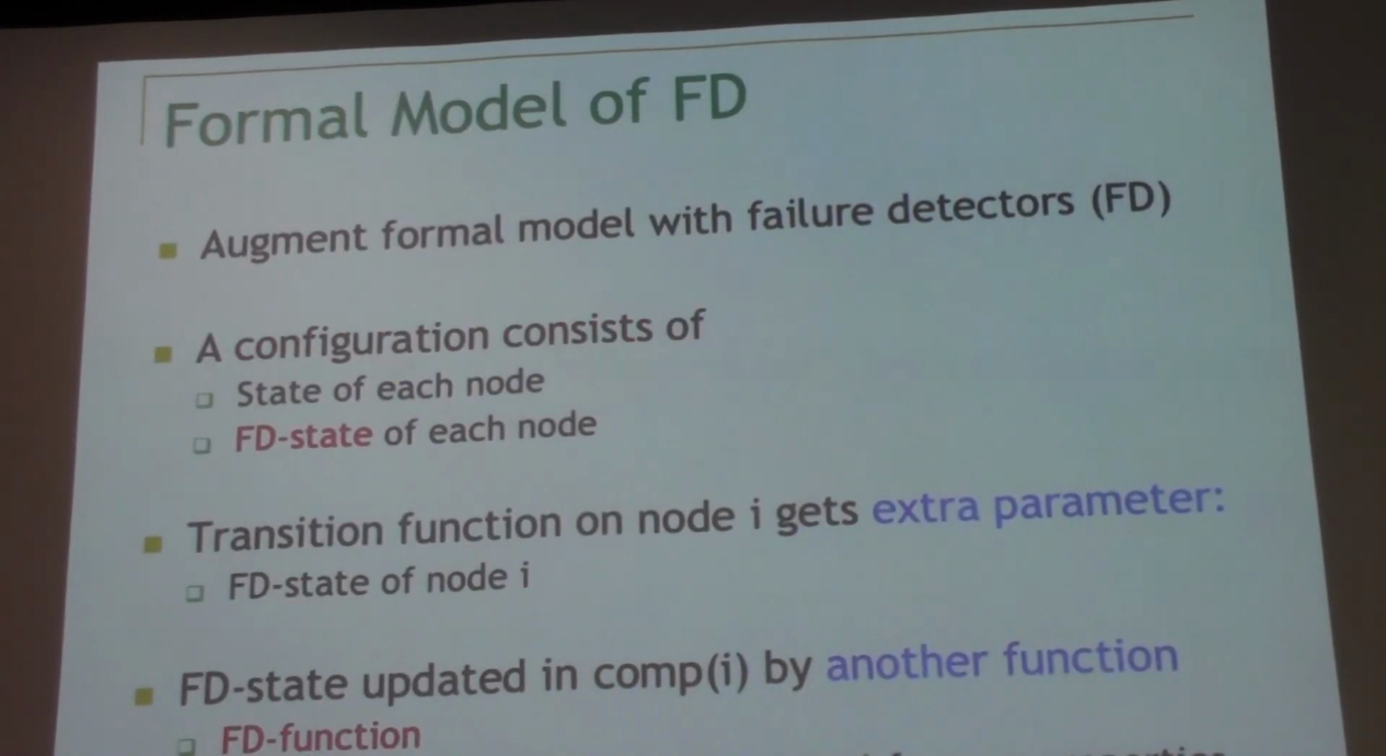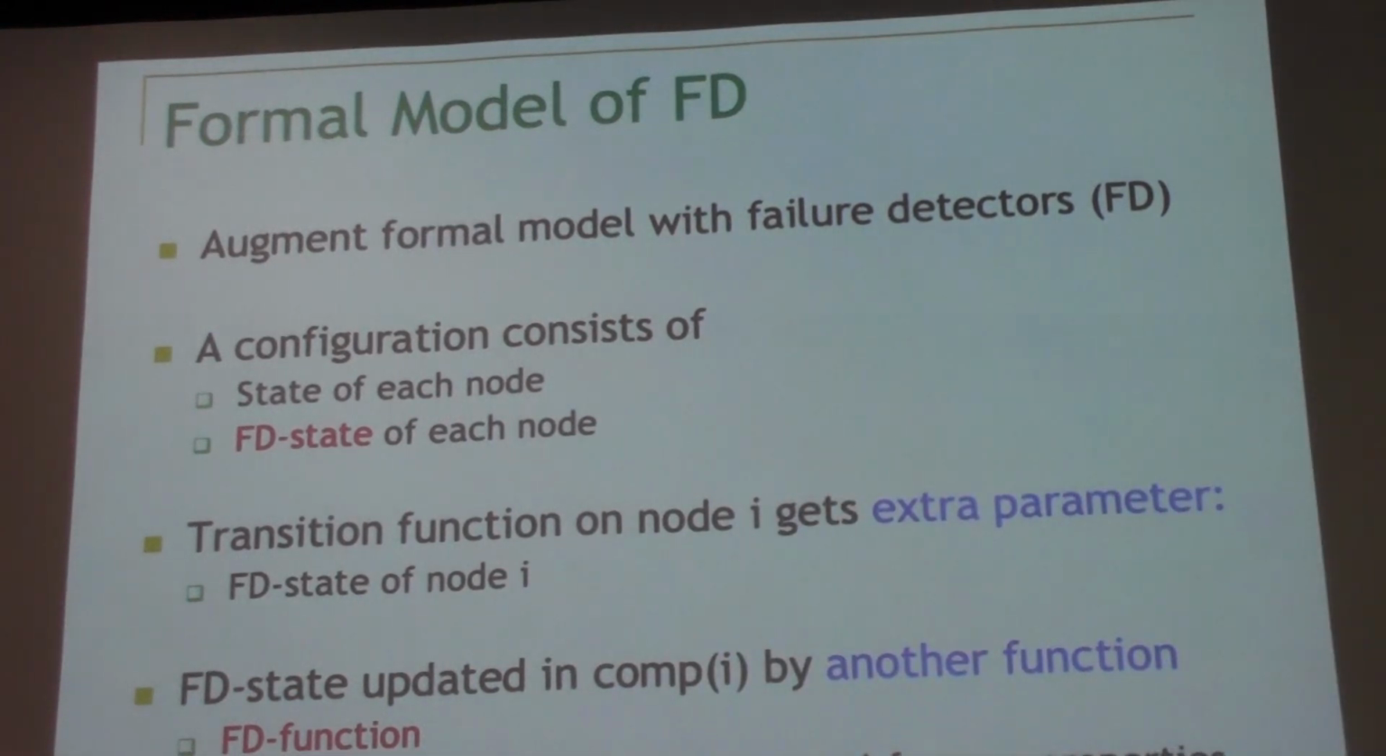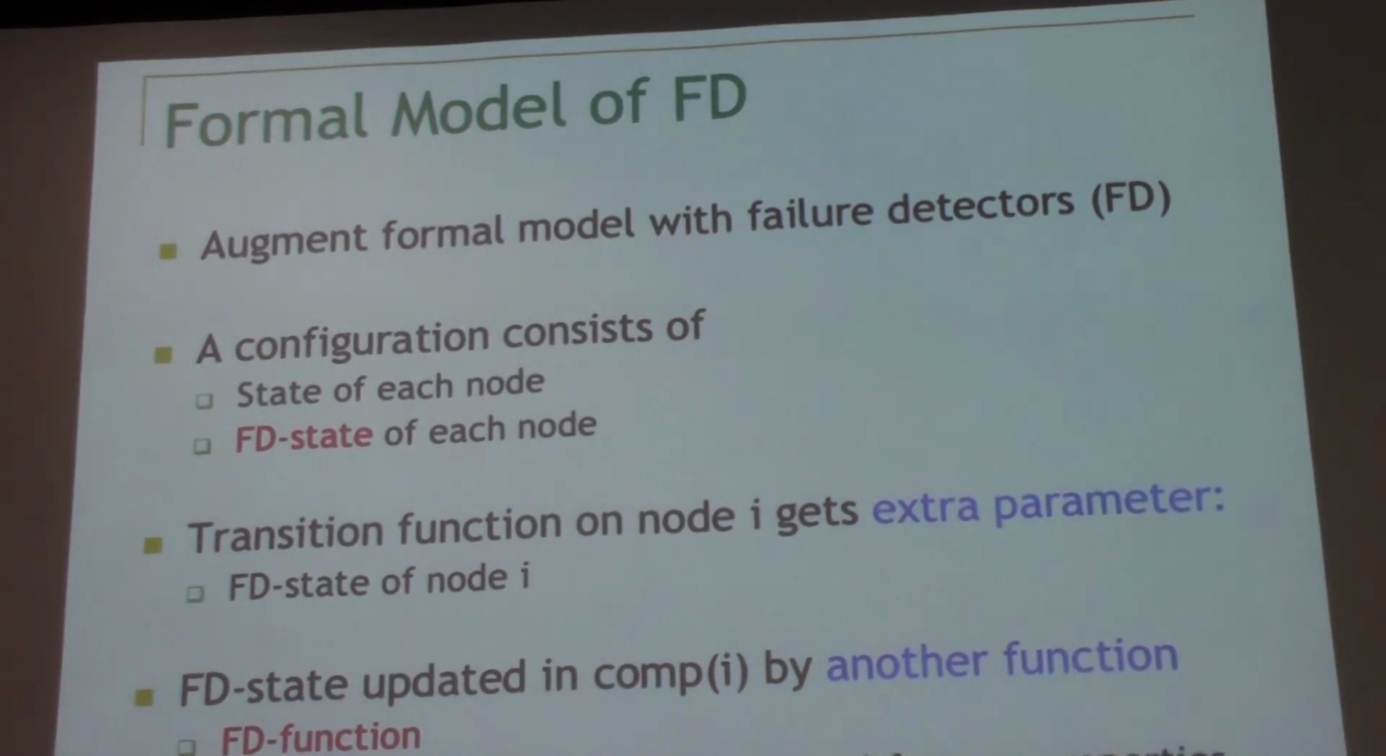Okay. So we're going to extend our formal model with this. These failure detectors are kind of like oracles. They're magic boxes, and they will be giving us information. For the formal model, they're just extra information coming in. Each node will have an extra state, which is the failure detector state, which can be updated. So every node will automatically have this information coming from the failure detector.